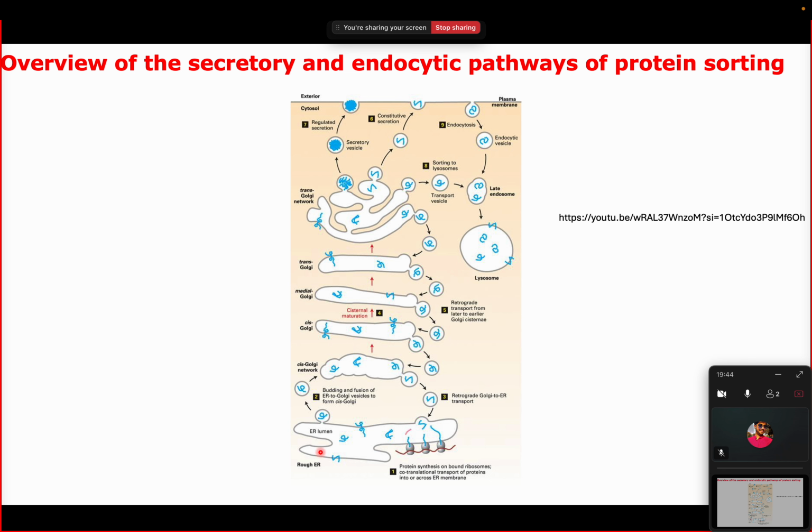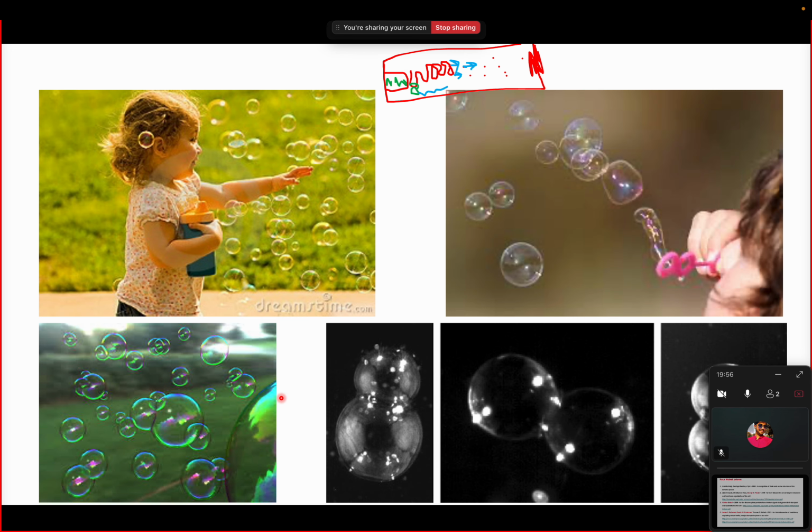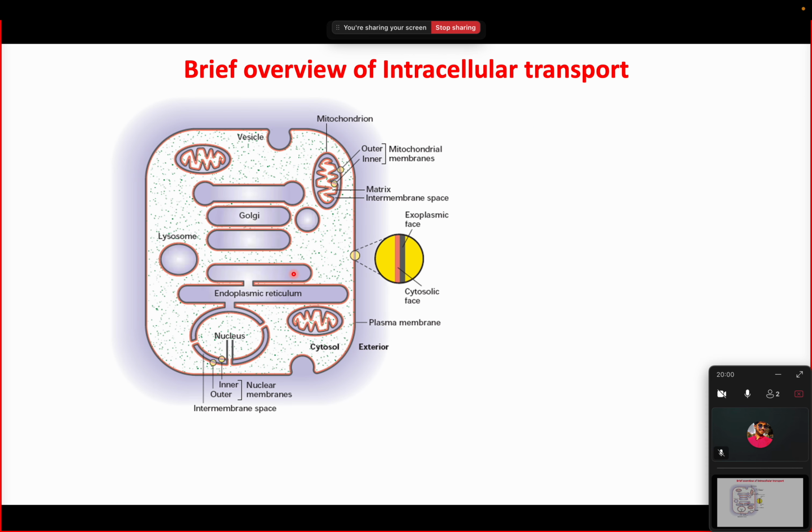So this is rough ER where protein is being synthesized. Now it needs to go to the Golgi for sorting purposes. So how will it go? It will go via vesicles. So these vesicles are equivalent to the bubbles which we are representing here. Okay. So this is a very brief overview of the intracellular transport.